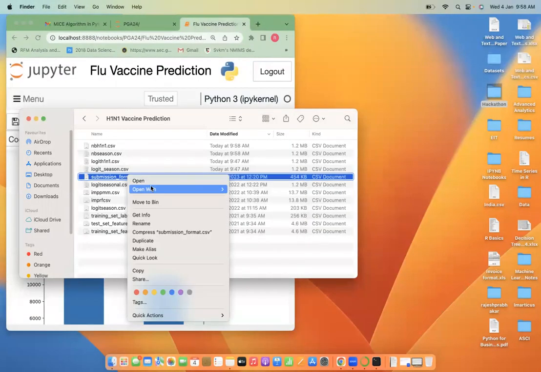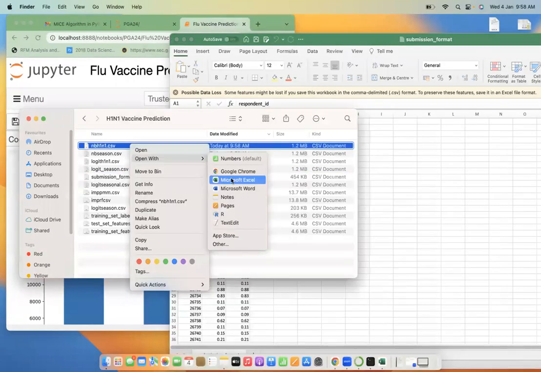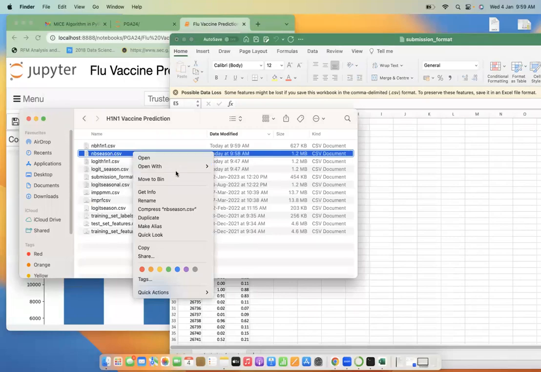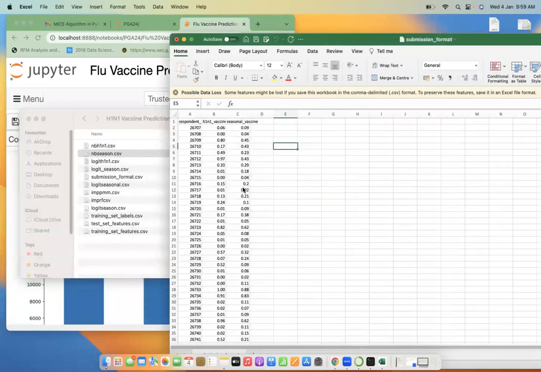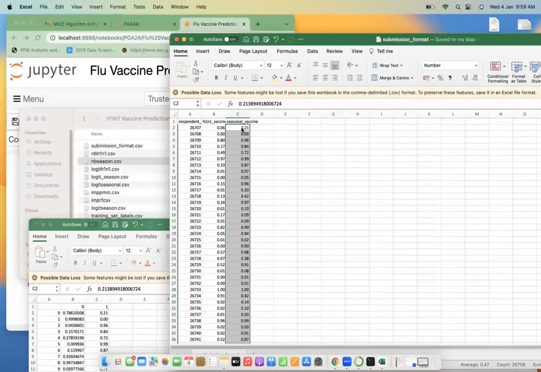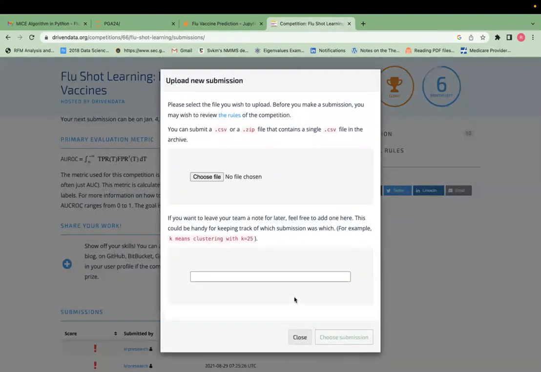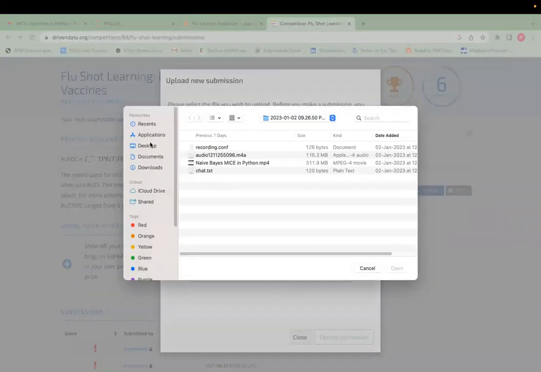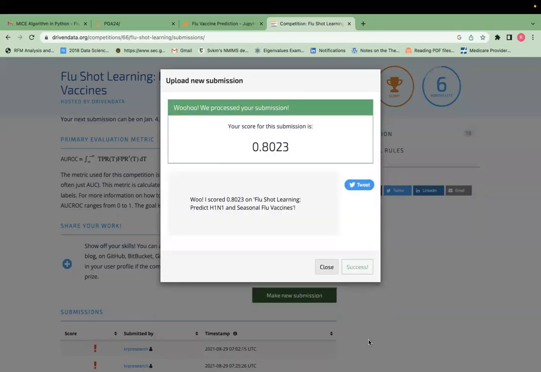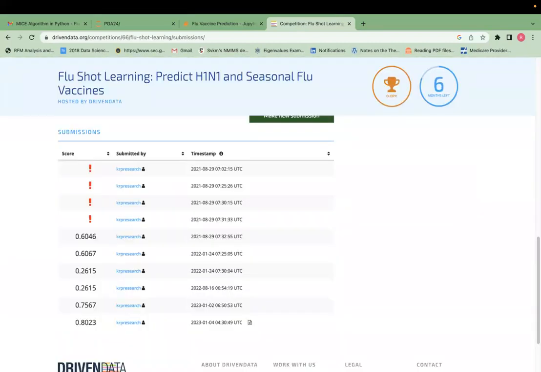Open the sample submission, open with Excel, Control C, Control V. NB_season.csv, open with Excel, reduce to 2 decimals, Control C, Control V, Control S. Make a new submission, choose file, NB, Naive Bayes. 0.8023. Better than our logistic regression model. Naive Bayes is a better fit model, 0.80.